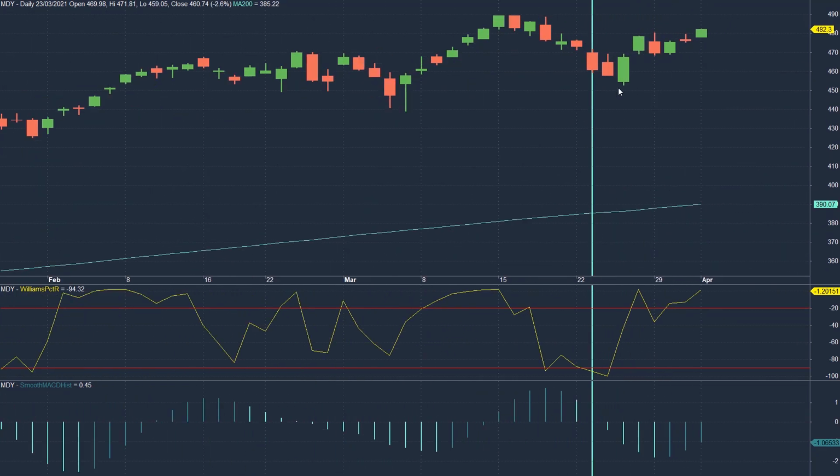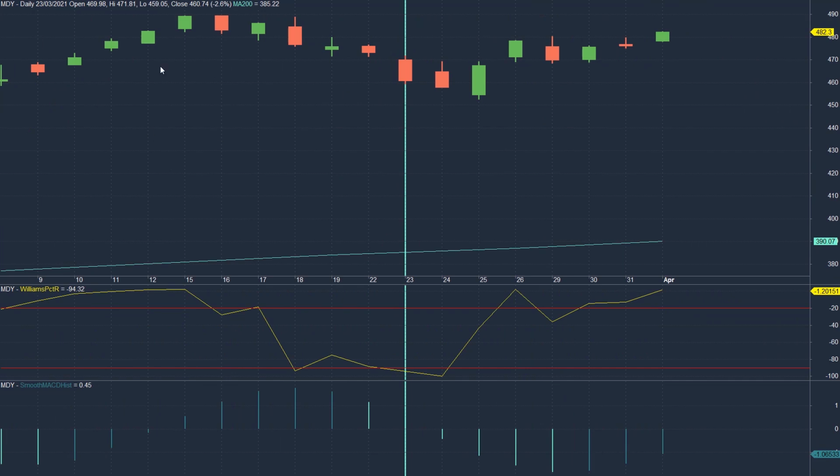Now, let's zoom in and go over an example trade with both indicators combined. Williams %R indicator crossed below the signal line -90 here.